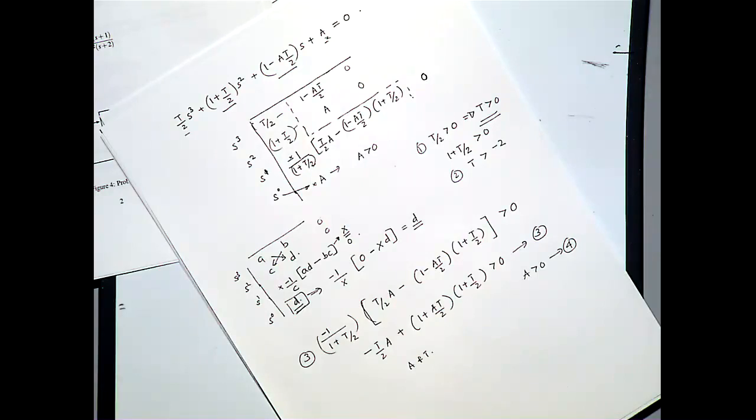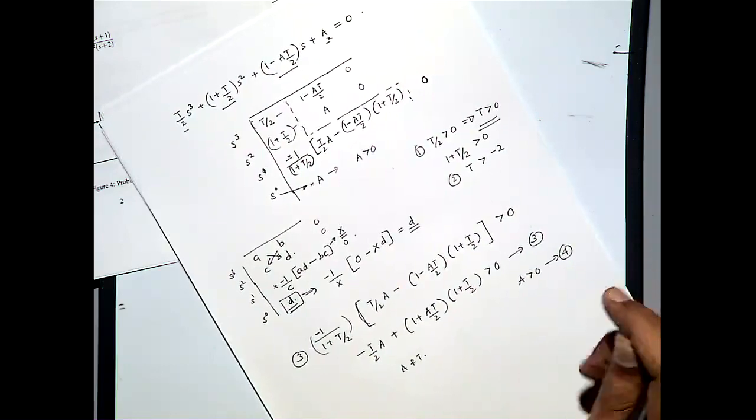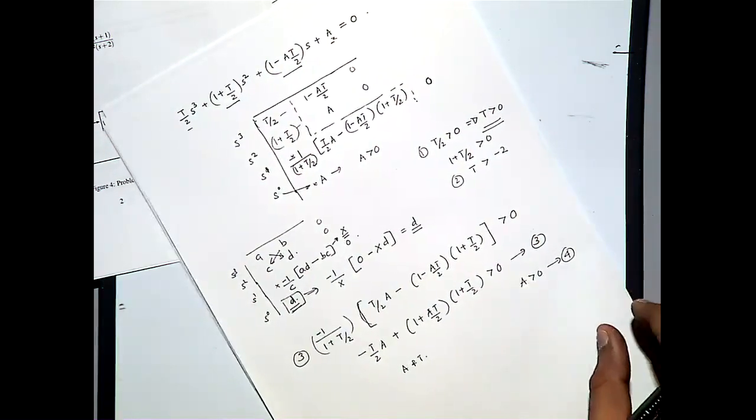Yes, so right. 1 minus at over 2. Yeah. This term should be bigger than 0. Still one more condition. I think so, yes. Yeah, that is true.